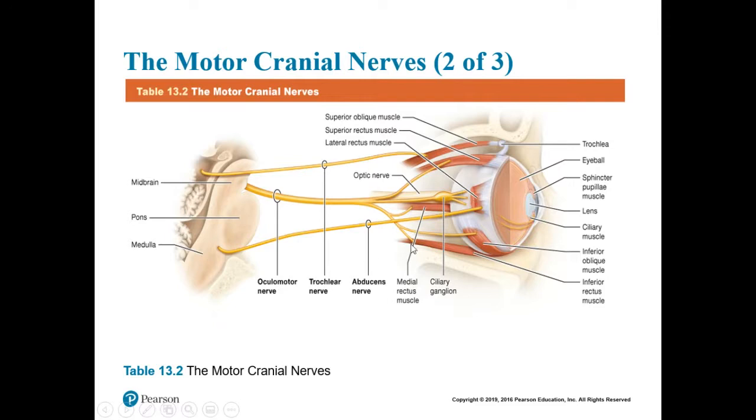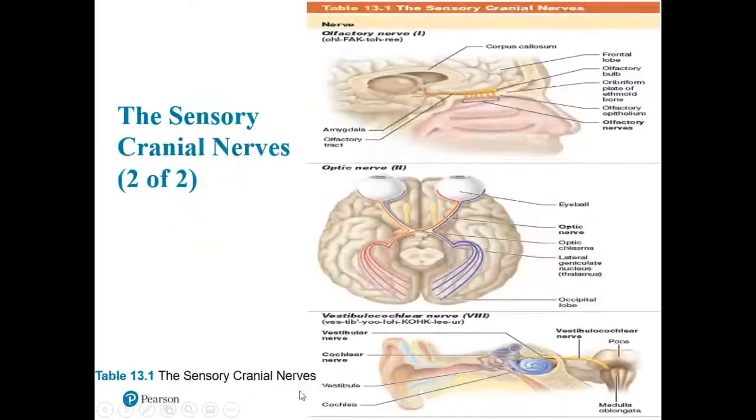The abducens is also going to help. It's going to have divisions all over the place here. So all of these three nerves control the movement of the eye. Notice how there's no sensory part. It's only motor, right? The sensory part is over here. It's the optic.